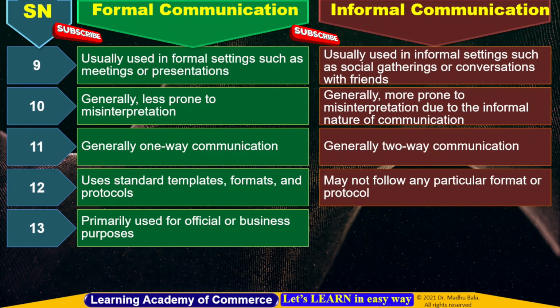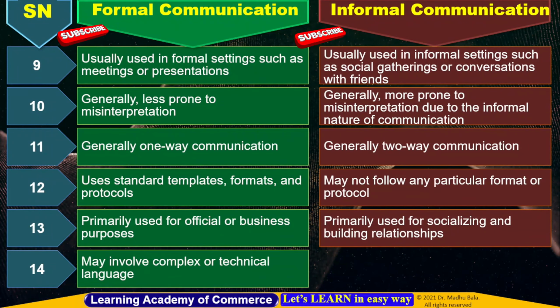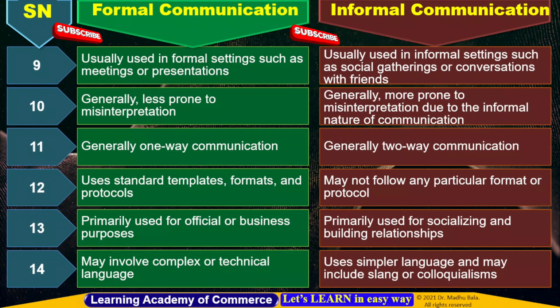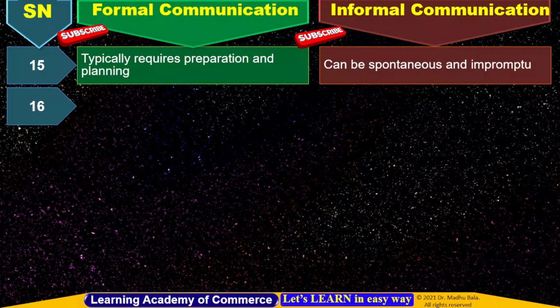Formal communication is primarily used for official or business purposes, while informal communication is primarily used for socializing and building relationships. Formal communication may involve complex or technical language, while informal communication uses simpler language and may include slang or colloquialisms. Formal communication typically requires preparation and planning, while informal communication can be spontaneous and impromptu.